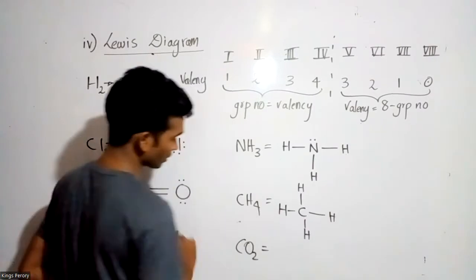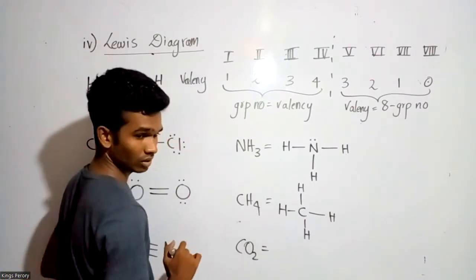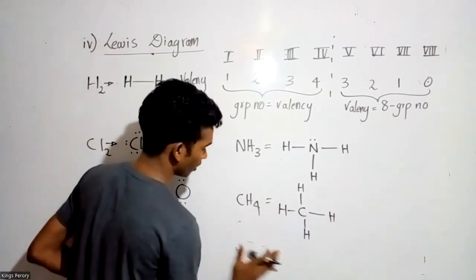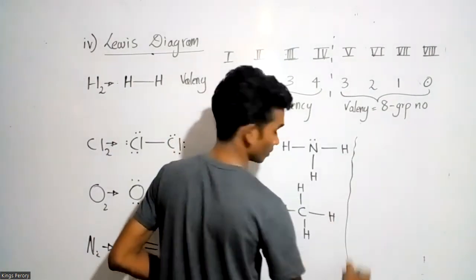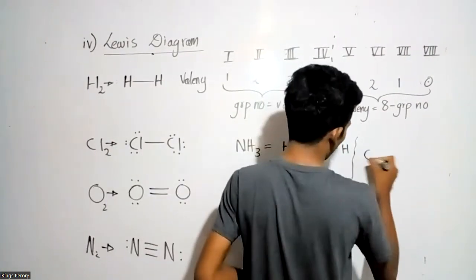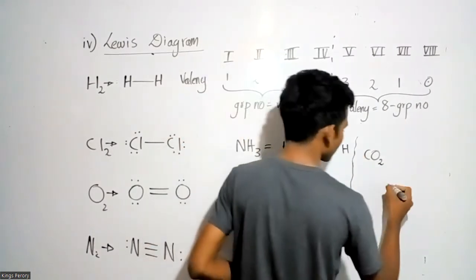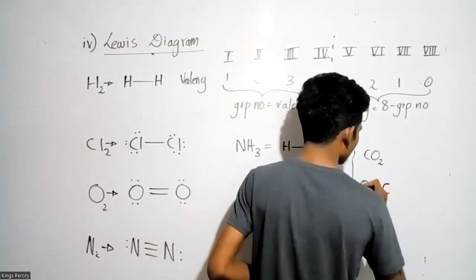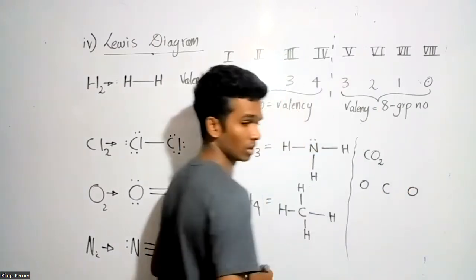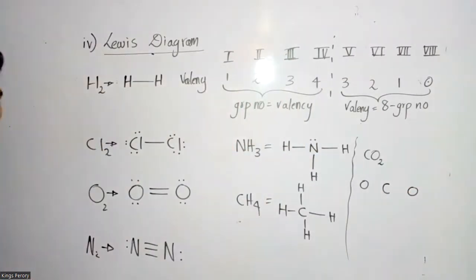Last, carbon dioxide. I think carbon dioxide structure is what is asked. Carbon dioxide, 1 carbon, 2 oxygen. I'll draw it on the other side. Carbon dioxide, 1 carbon, 2 oxygen means carbon is the central atom. 2 oxygen atoms are there around.